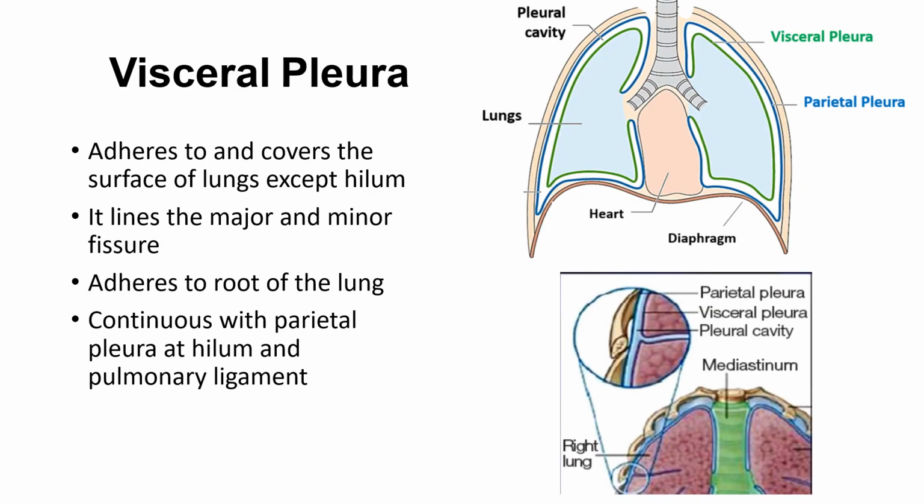Visceral pleura covers the lungs and the fissures of the lungs. This is clear in this picture, how the fissure is being covered by the visceral pleura, and this visceral pleura is adherent to the lung tissue, and it is adherent till the root of the lung. It is continuous with the parietal pleura at the hilum of the lung and the pulmonary ligament.